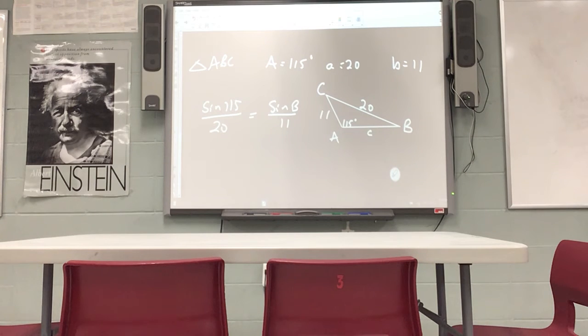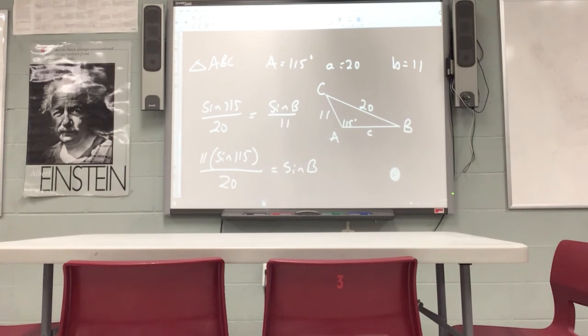Okay, because 11 was opposite of B, right? So now we're trying to solve for B. First thing I would notice is it's been divided by 11, so I'm going to undo that by multiplying by 11. So I'm going to say 11 times the sine of 115 over 20 is equal to the sine of B.